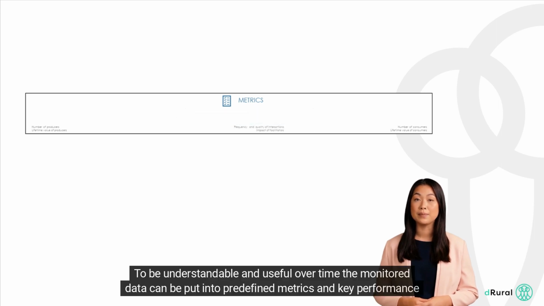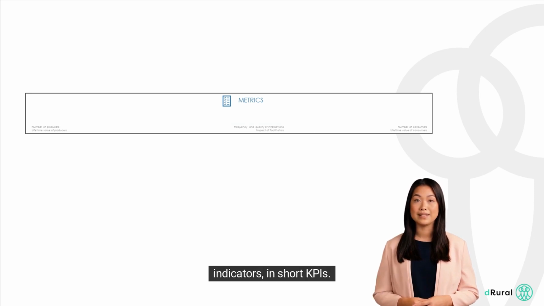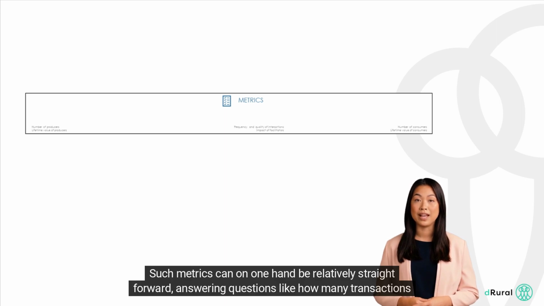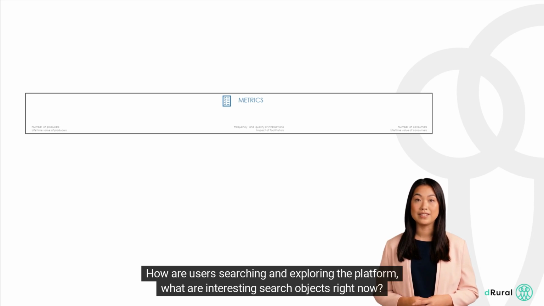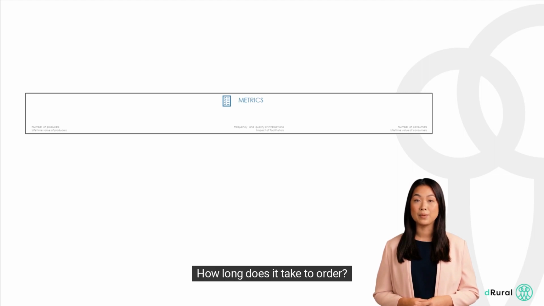To be understandable and useful over time, the monitored data can be put into predefined metrics and key performance indicators, in short KPIs. Such metrics can on one hand be relatively straightforward, answering questions like how many transactions do we have per certain time frame, per service, per producer or consumer segments. How are users searching and exploring the platform? What are interesting search objects right now? How long does it take to order?